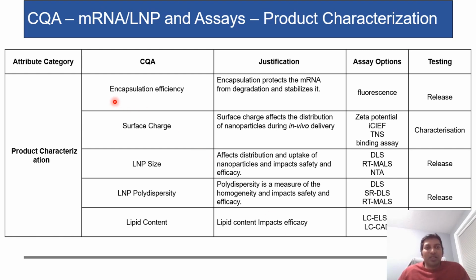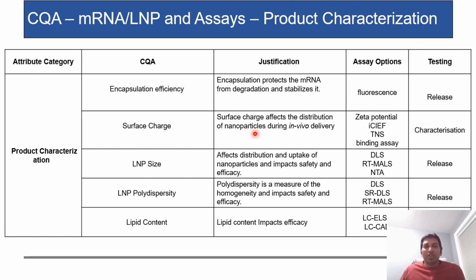In that case, we look at the encapsulation efficiency. It's whether it is able to protect the mRNA from degradation, for stabilization. Normally we use a fluorescence based method. You have an encapsulated sample, you break open everything, and most of the time we use a RiboGreen assay to understand how much is encapsulated.